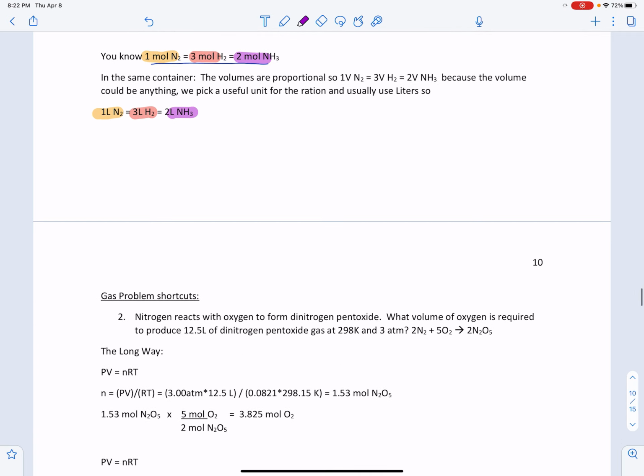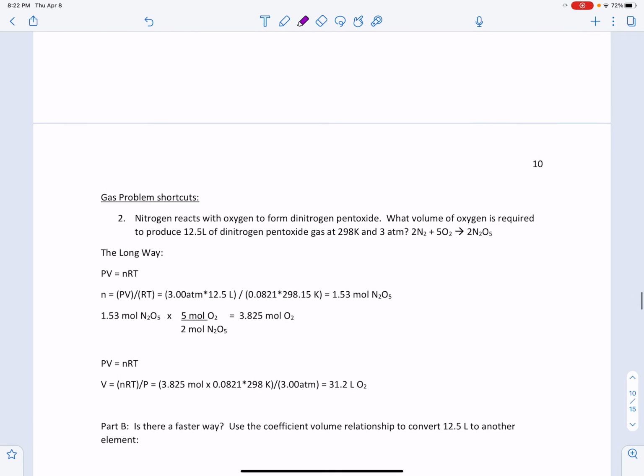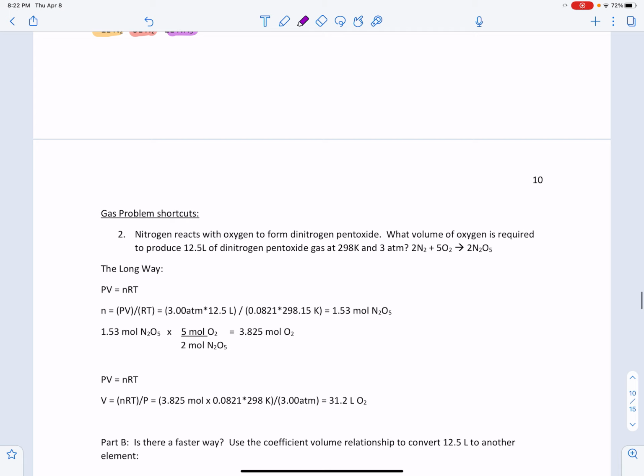So let's see this in action. All right, so here's the long way to solve this problem. Nitrogen reacts with oxygen to form dinitrogen pentoxide. Here's the reaction over here, it's balanced. What volume of oxygen is required to produce this much of it? So we're producing this, and it wants to know how much oxygen is going to be required.